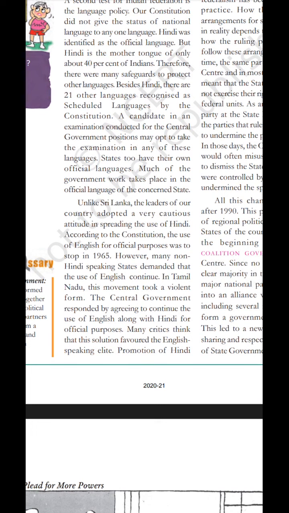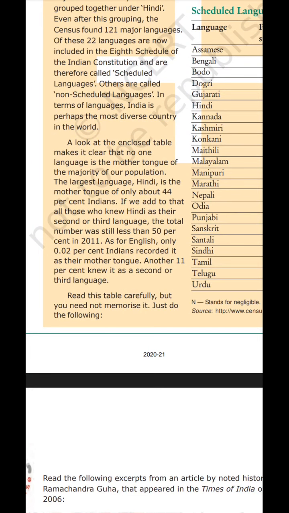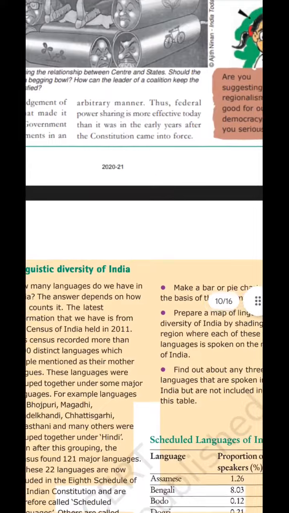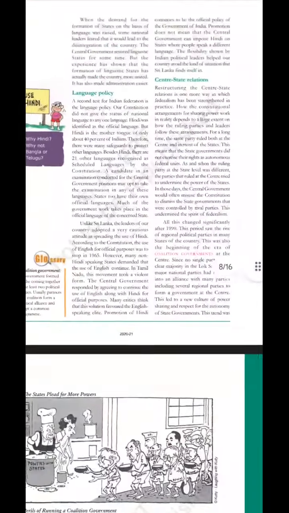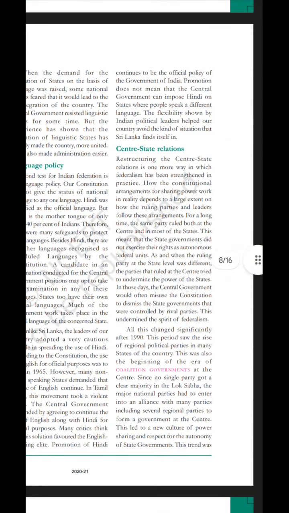In Tamil Nadu, this movement took a violent form. The central government responded by agreeing to continue the use of English along with Hindi for official purposes. Many critics think that the solution favored the English speaking elite. Promotion of Hindi continues to be the official policy of the Government of India. Promotion does not mean that the central government can impose Hindi on states where people speak a different language. The flexibility shown by Indian political leaders helped our country avoid the kind of situation that Sri Lanka finds itself in.